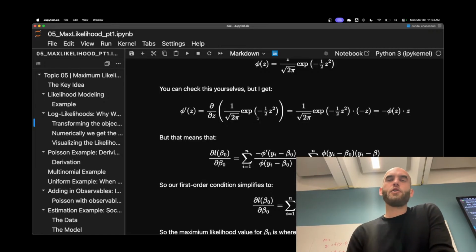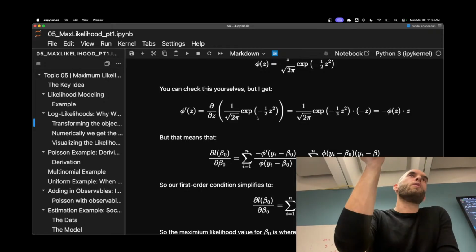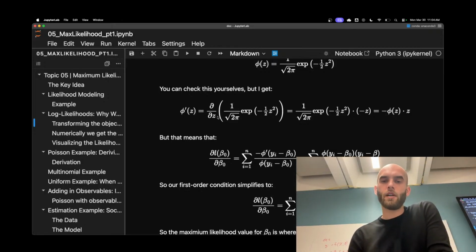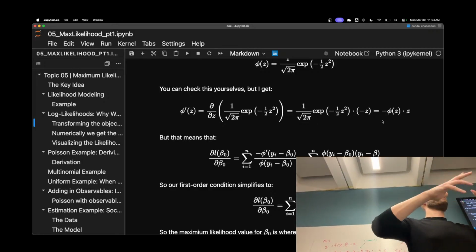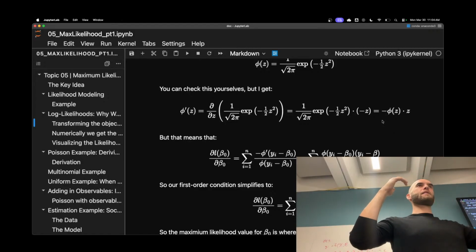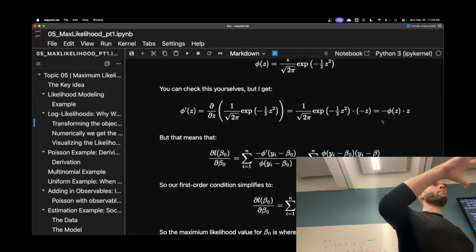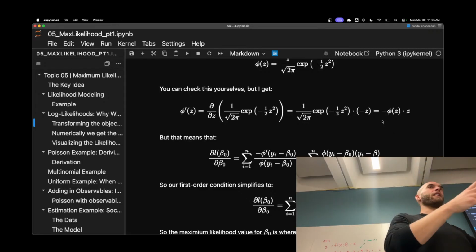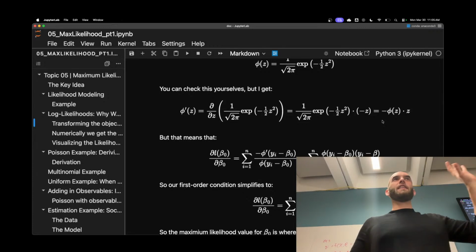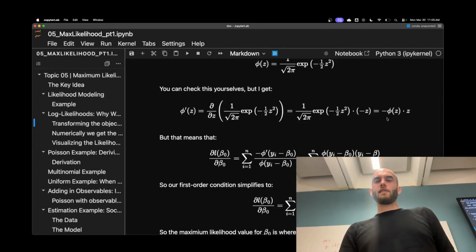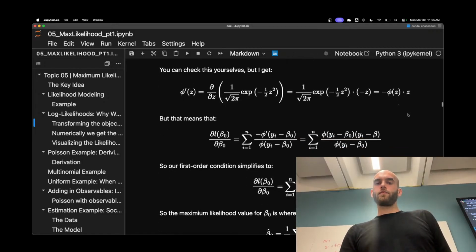It essentially boils down to the derivative of e to the negative x. So you can walk through each of these steps. But it turns out, with the standard properties of the derivative of e to the x, what is left over still includes e to the x. And that happens here too. So we're left with negative phi of z, which is the original function itself, times negative z. Okay, so this is really nice.